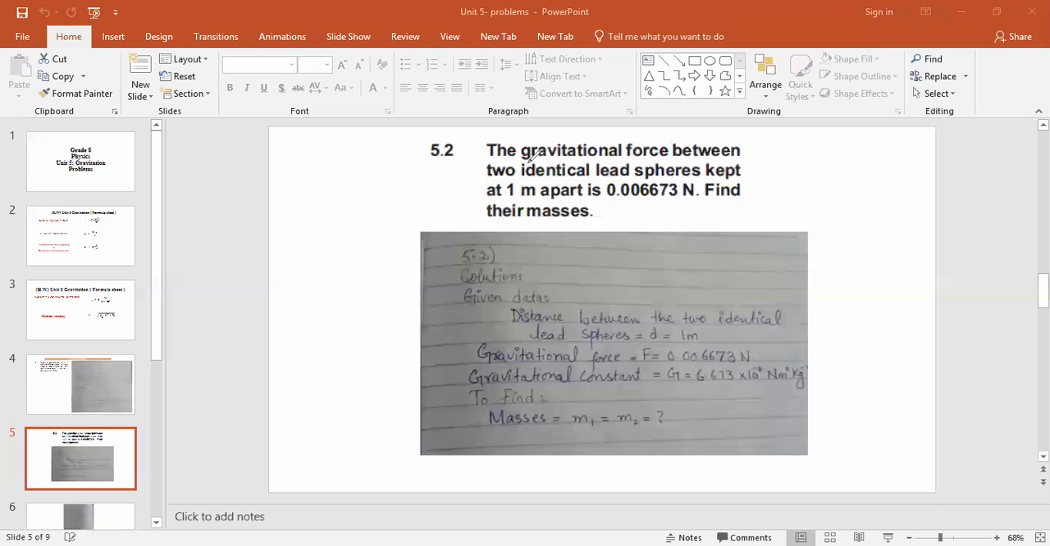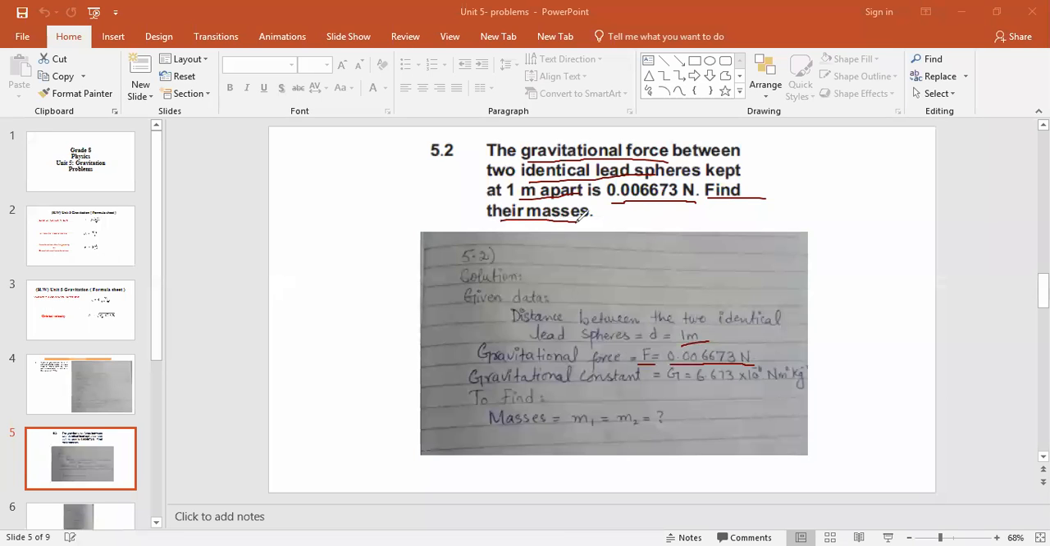So right over here, the gravitational force between the two identical lead spheres at 1 meter apart is given to you as 0.006673 Newton. So the distance is given to you, which is d is equals to 1 meter. This is given in the problem, and the gravitational force is also given to you, which is equals to F, and you write over here 0.006673 Newton. And they have mentioned that the lead spheres are identical. It means they have the same masses, and you have to find out the masses.